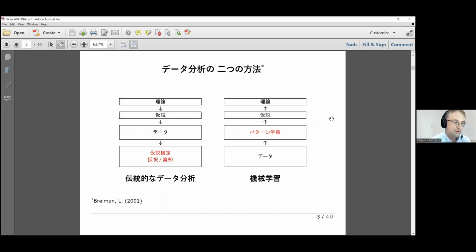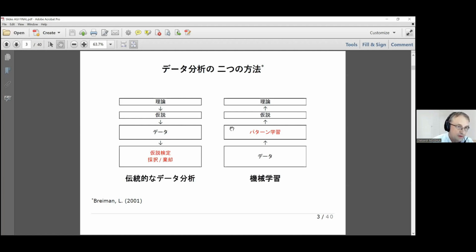Let me explain here the difference between machine learning and the traditional analysis. It's very schematic because when I prepared my slides, I had in mind also a general audience, but I think the difference should be very evident, very clear cut.